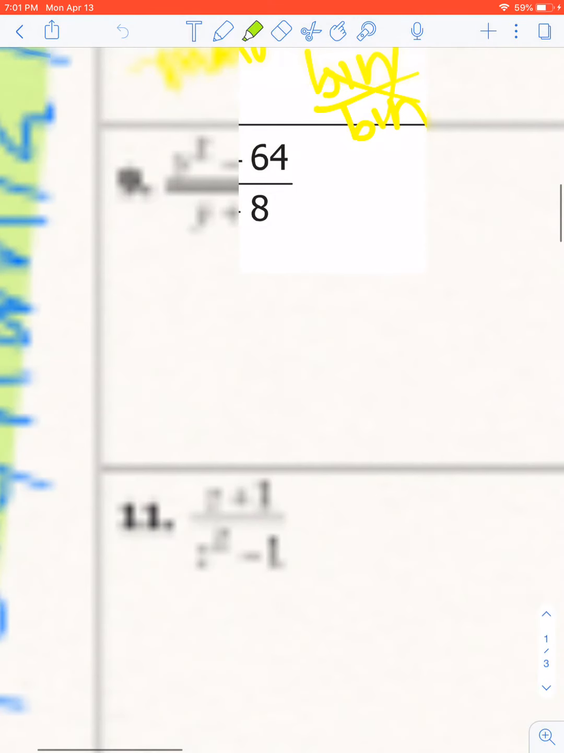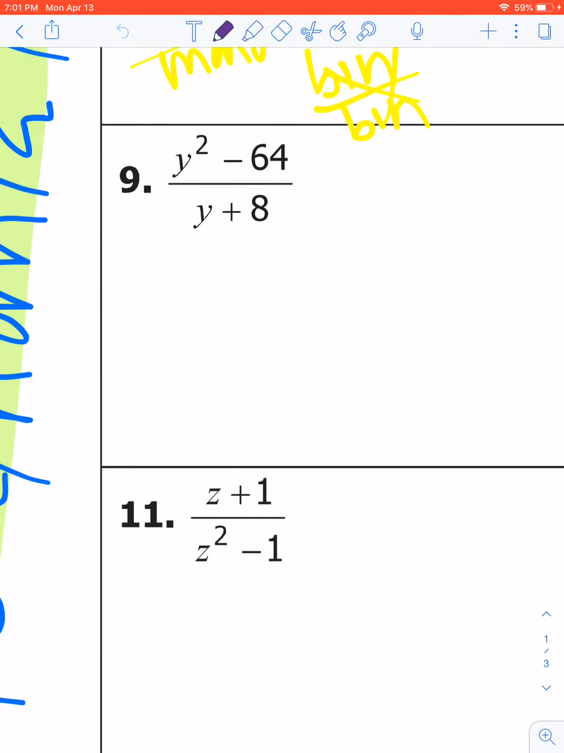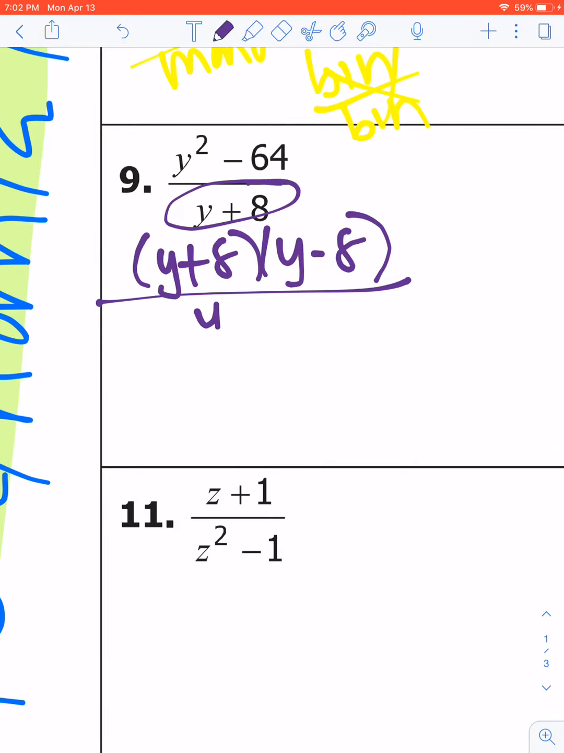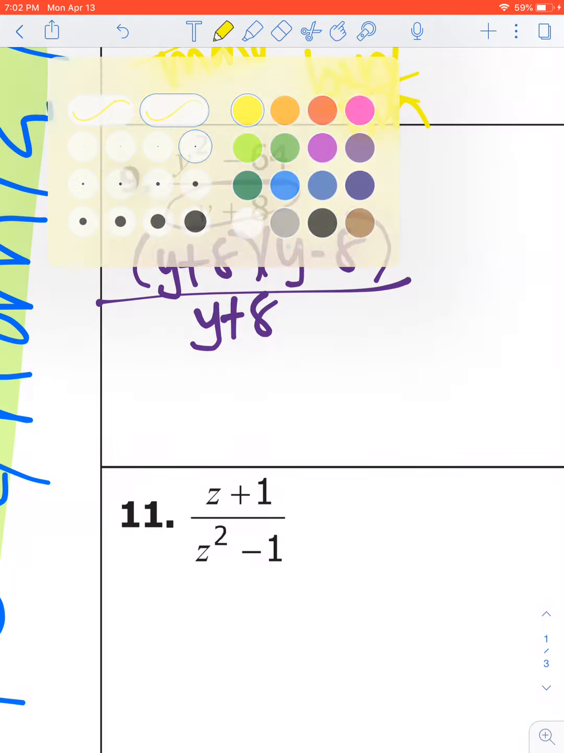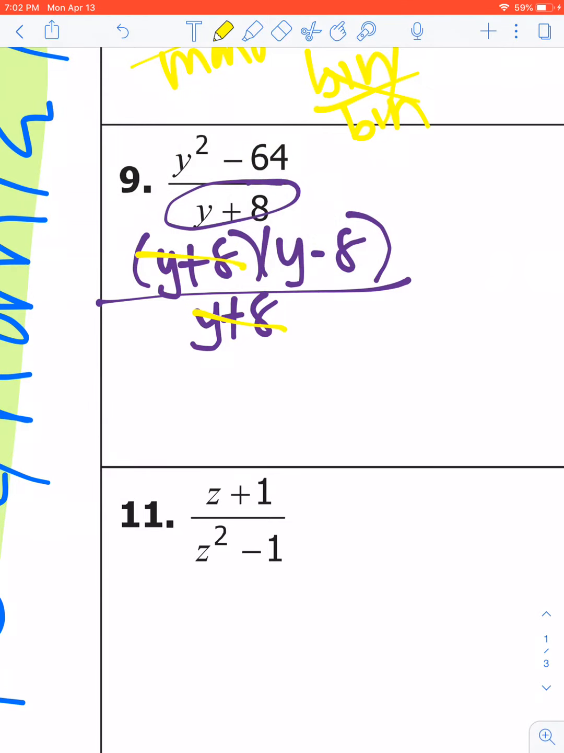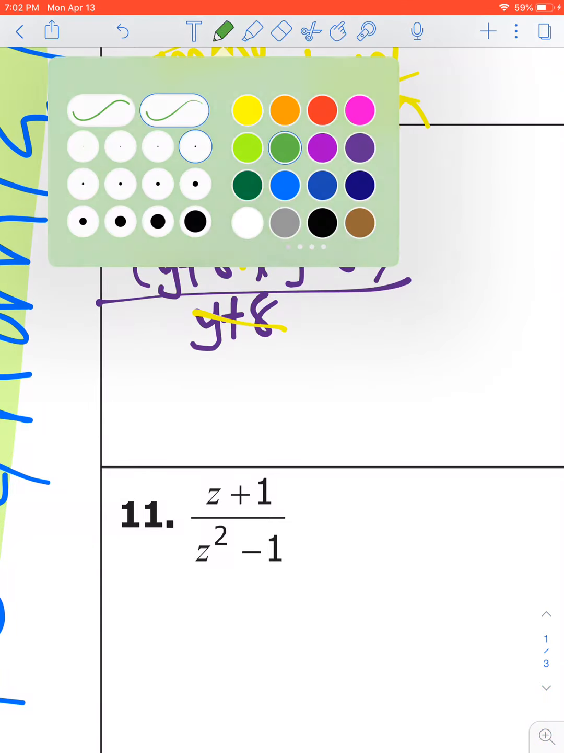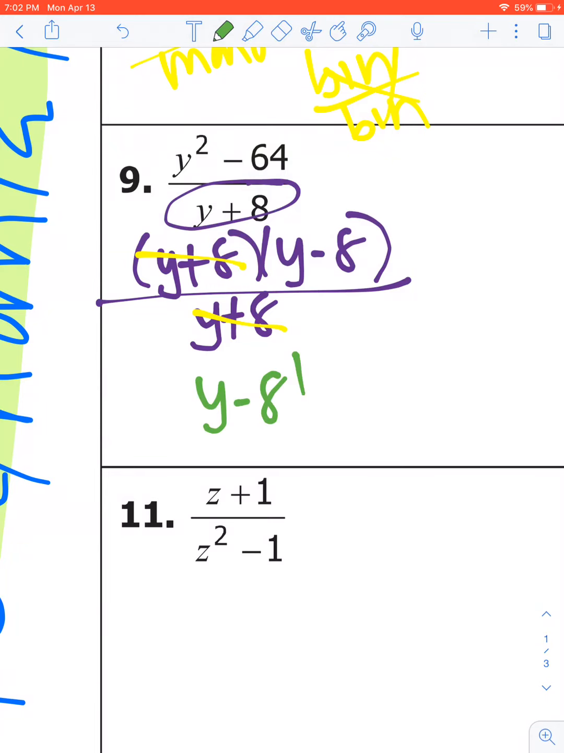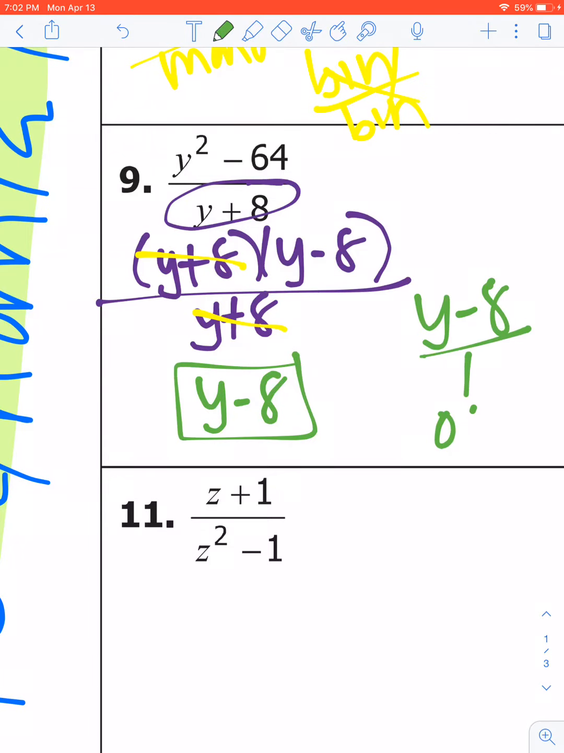So how do we deal with this? The numerator, when it factors, becomes y plus 8 times y minus 8. The denominator, y plus 8, does not factor. There's no GCF. It is not a difference of squares. And I know it's not in parentheses, but notice how I have the binomial y plus 8 and y plus 8. And friends, that can cancel to give me a final answer of y minus 8. If you want to write it as y minus 8 over 1, that is okay, but an answer key probably won't publish it that way.